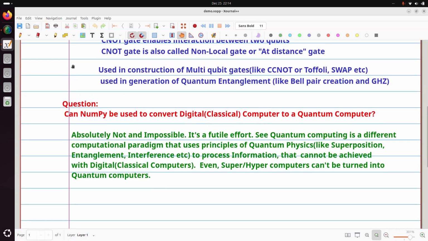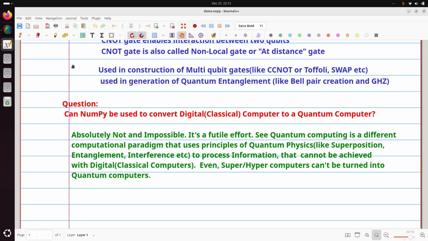It's not possible to convert a digital computer into a quantum computer, the reason being they are different computational paradigms. A quantum computer uses principles of quantum physics like superposition, entanglement, and interference to process information. So these things cannot be achieved using a digital computer, no matter how evolved your computer is, be it a supercomputer or hypercomputer. You cannot turn it into a quantum computer at any cost.